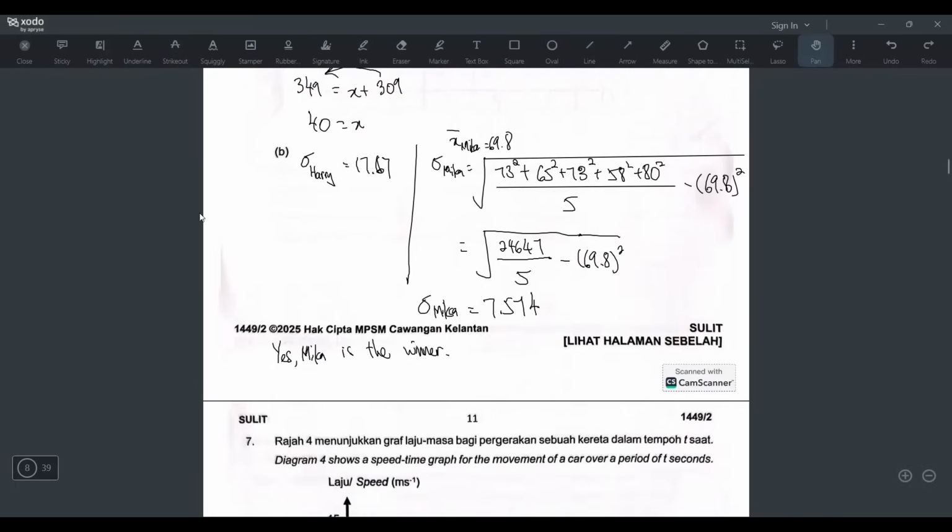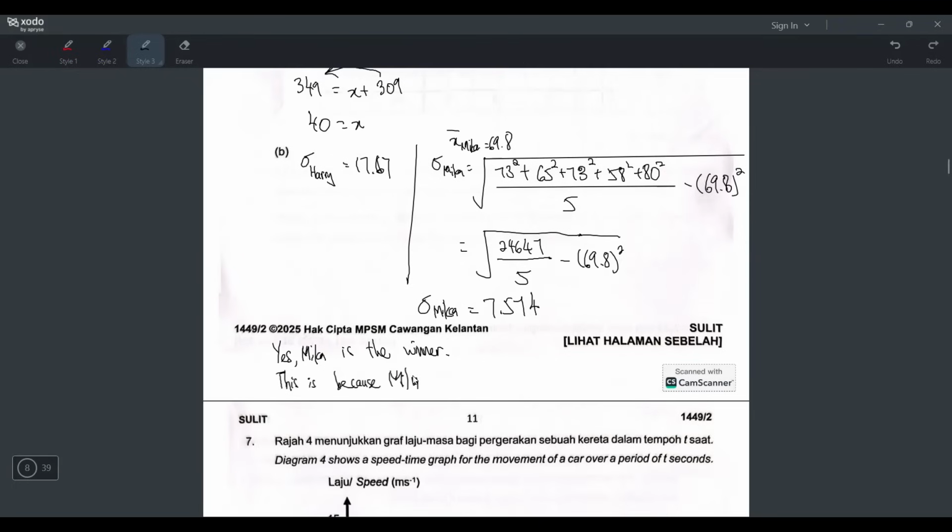Okay, tapi dia ada tulis sebab kan? Give your justification. Okay, apa sebab dia? So we can write, this is because Mika has a lower ataupun smaller standard deviation. Sisihan piawai dia lebih kecil. Okay. So has a smaller standard deviation. So she is more consistent.